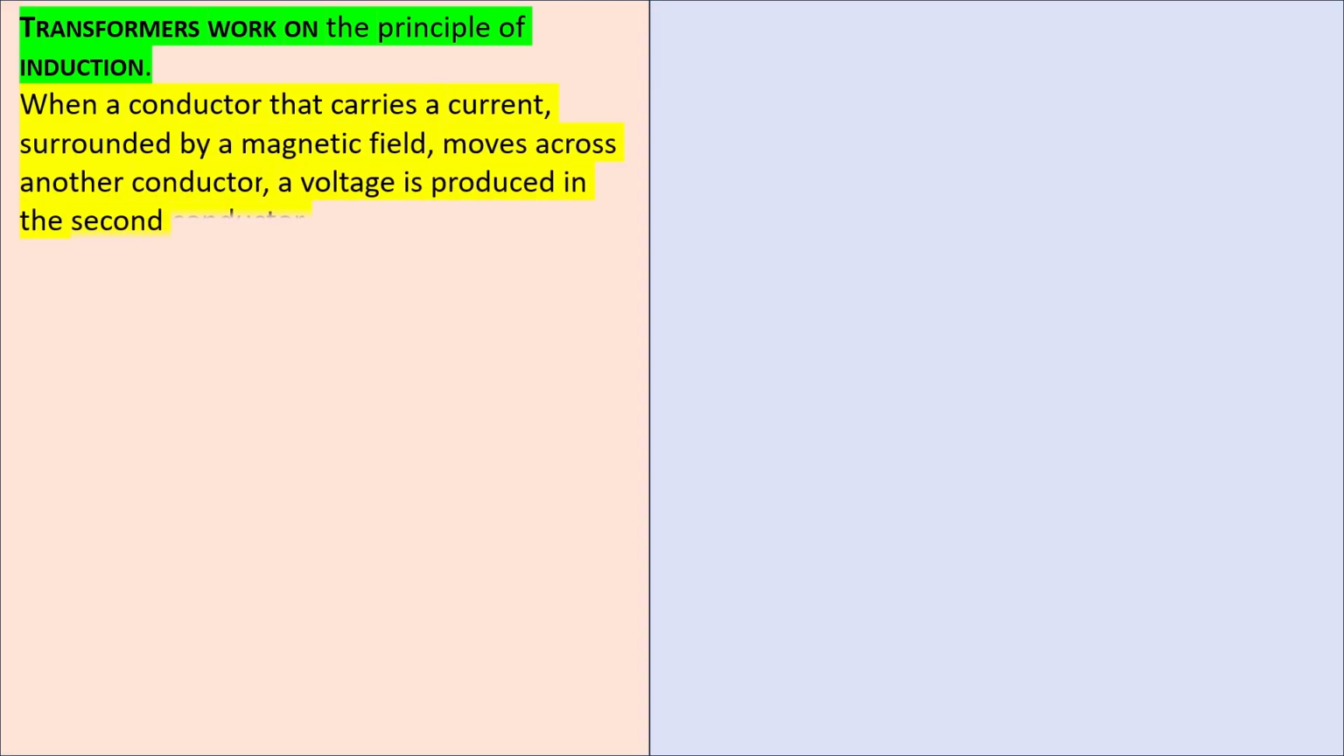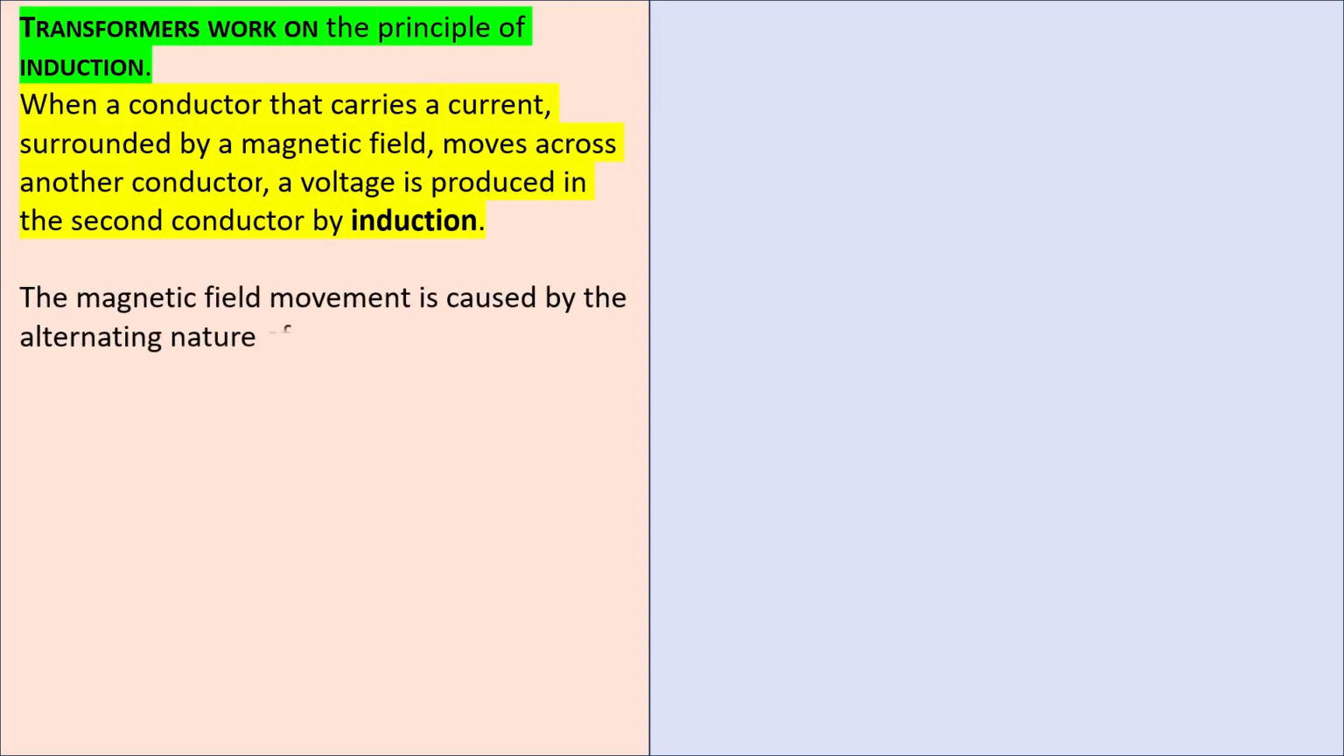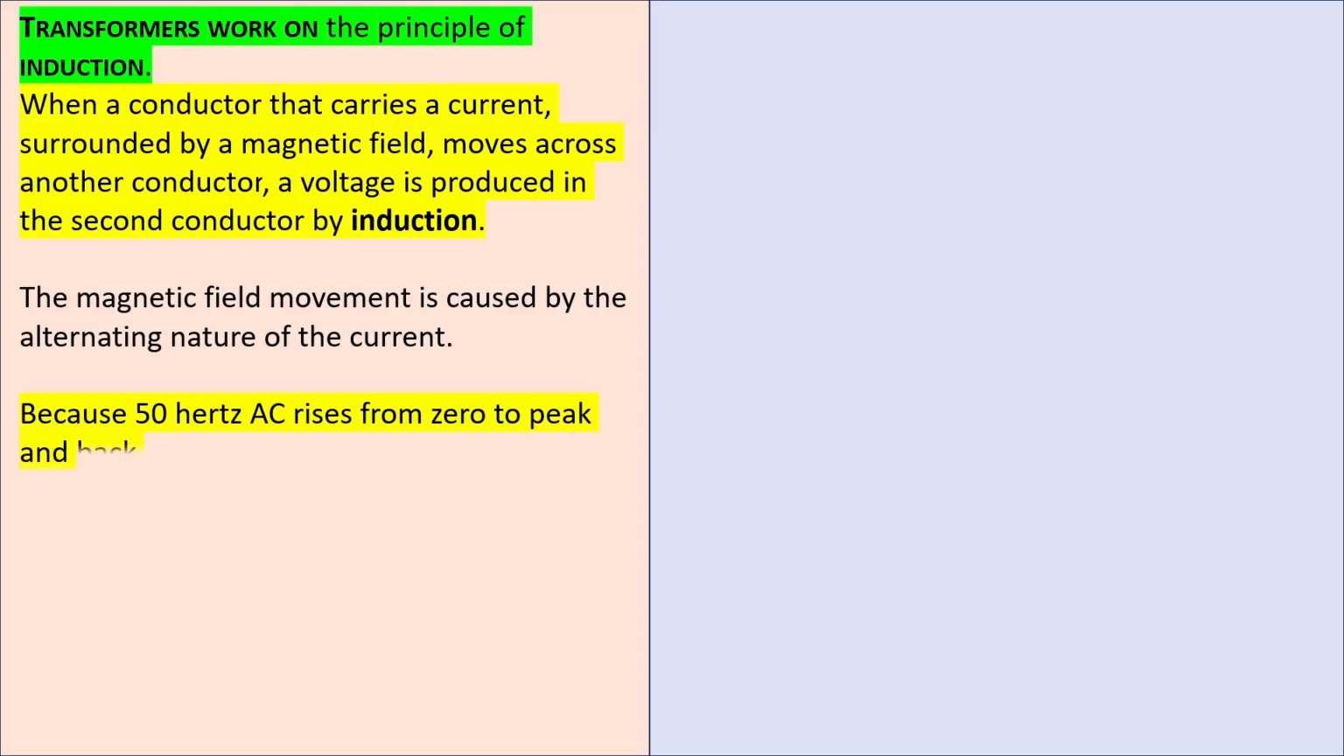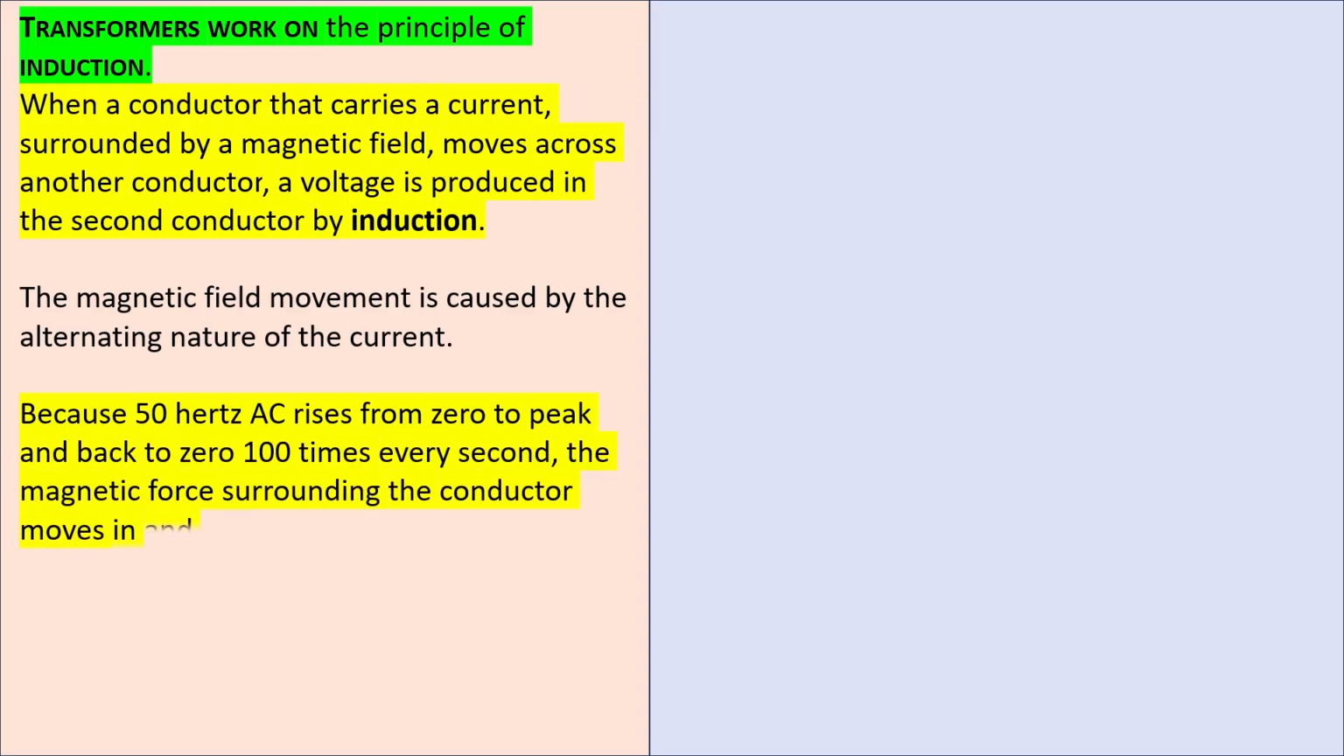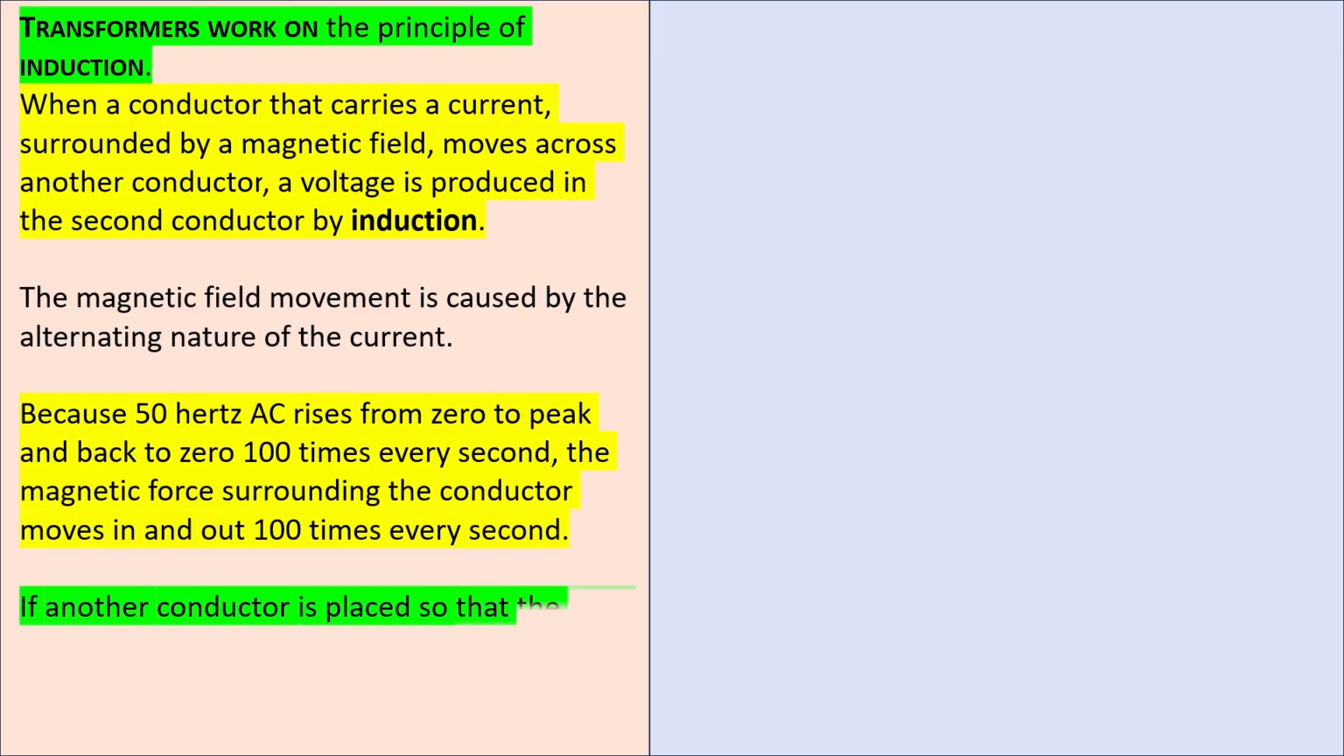Transformers work on the principle of induction. When a conductor that carries a current, surrounded by a magnetic field, moves across another conductor, a voltage is produced in the second conductor by induction. The magnetic field movement is caused by the alternating nature of the current. Because 50 Hz AC rises from 0 to peak and back to 0 100 times every second, the magnetic force surrounding the conductor moves in and out 100 times every second.